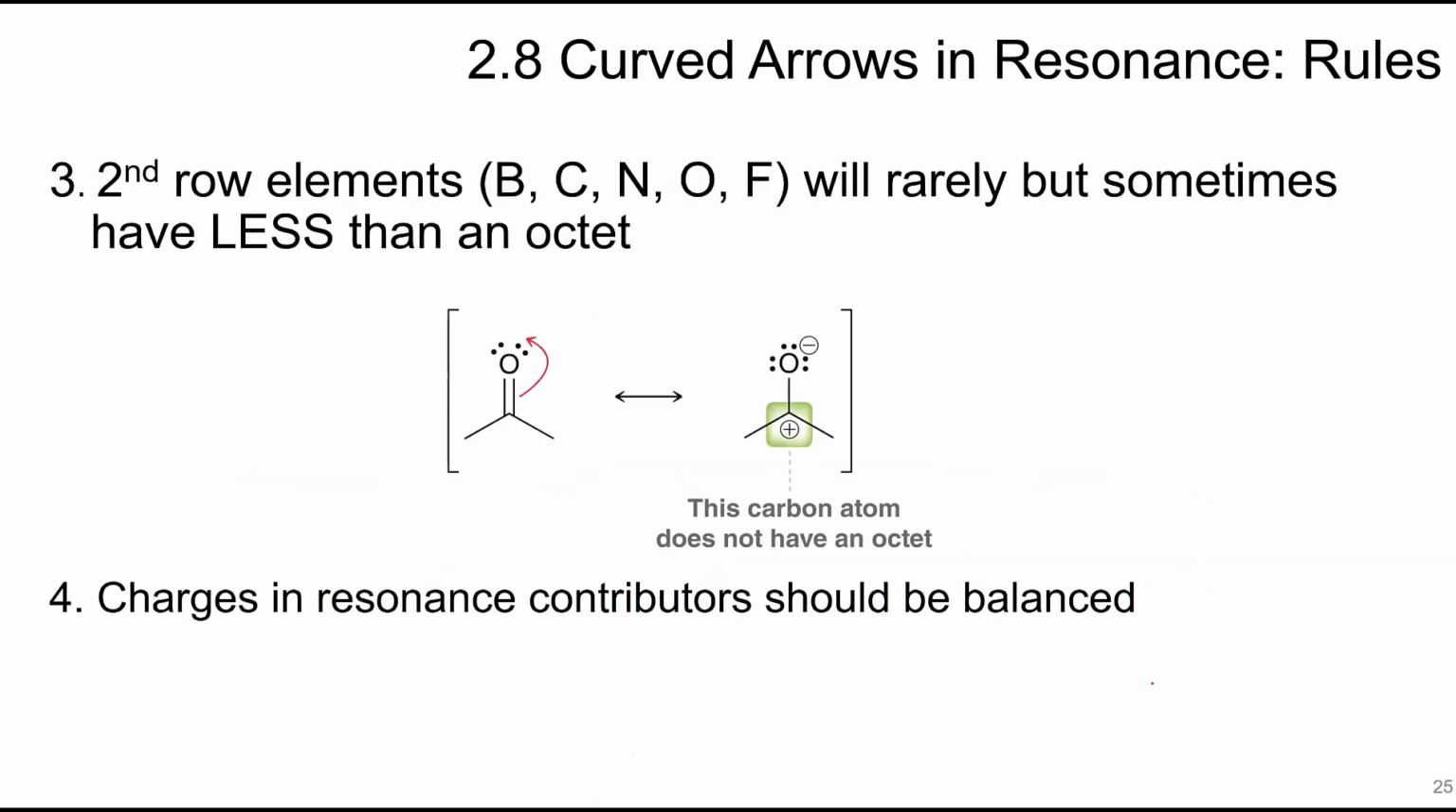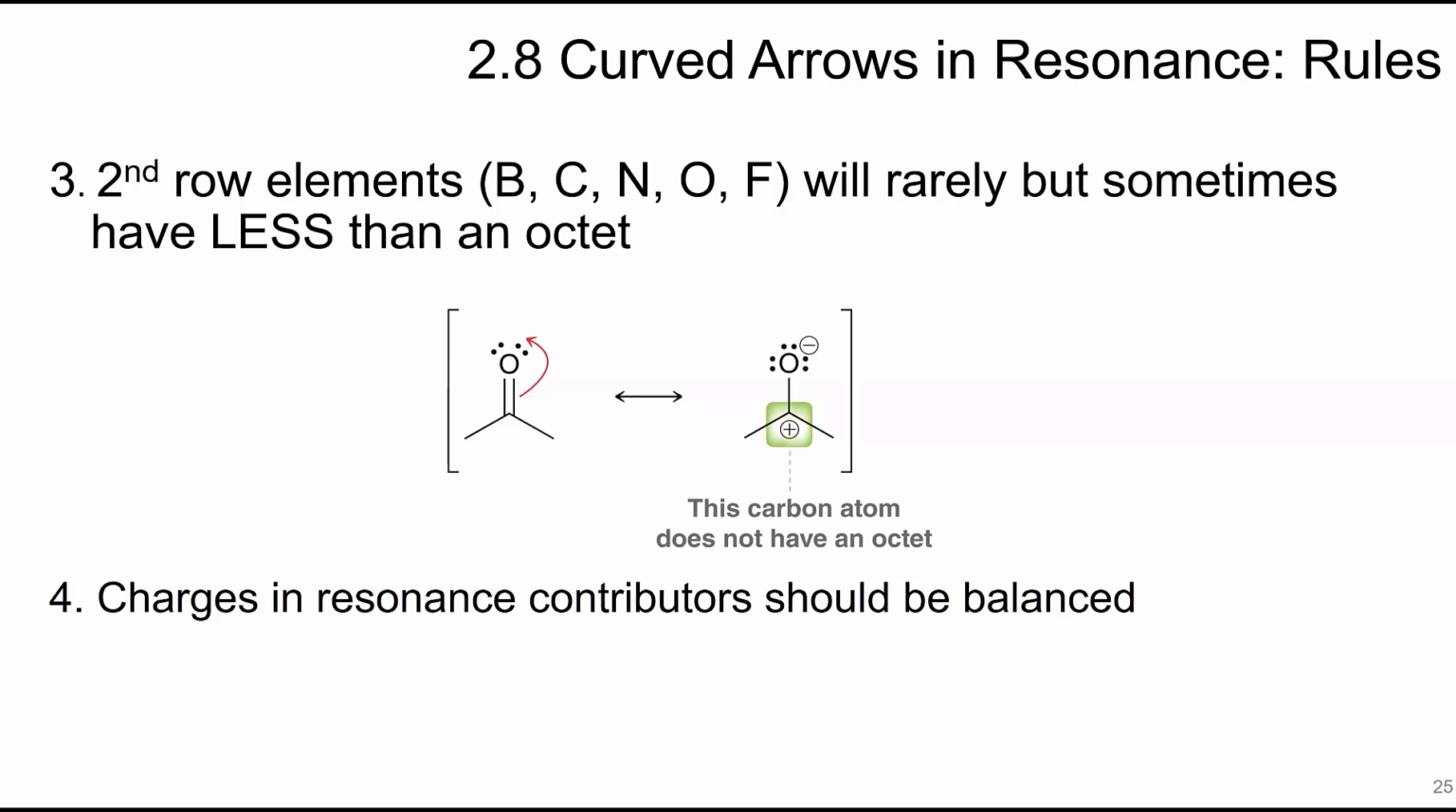Second row elements will rarely but sometimes have less than an octet. So you want to make sure that even though we're drawing resonance structures, that everybody is going to be a happy camper here. So you don't want to just give this lone pair onto the oxygen. This oxygen now has an octet, but carbon does not have an octet. That does happen sometimes, but it's rare.